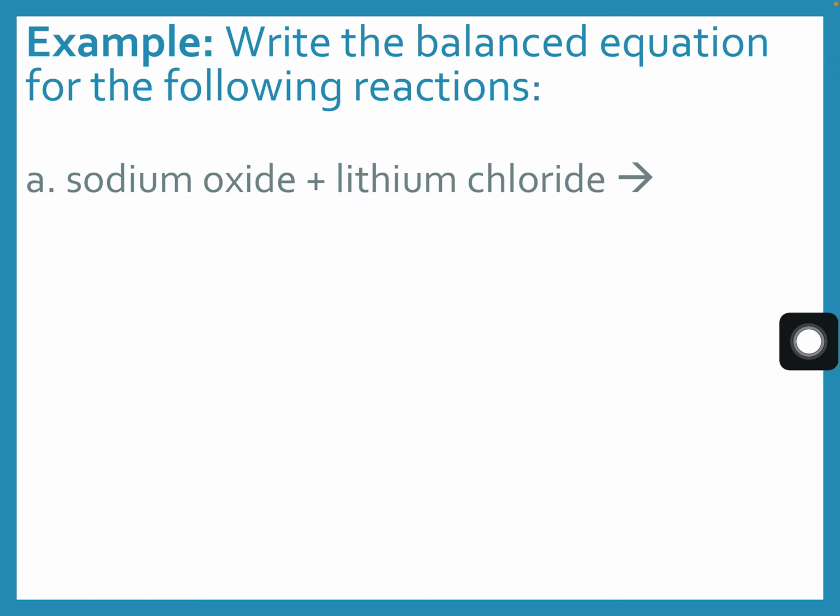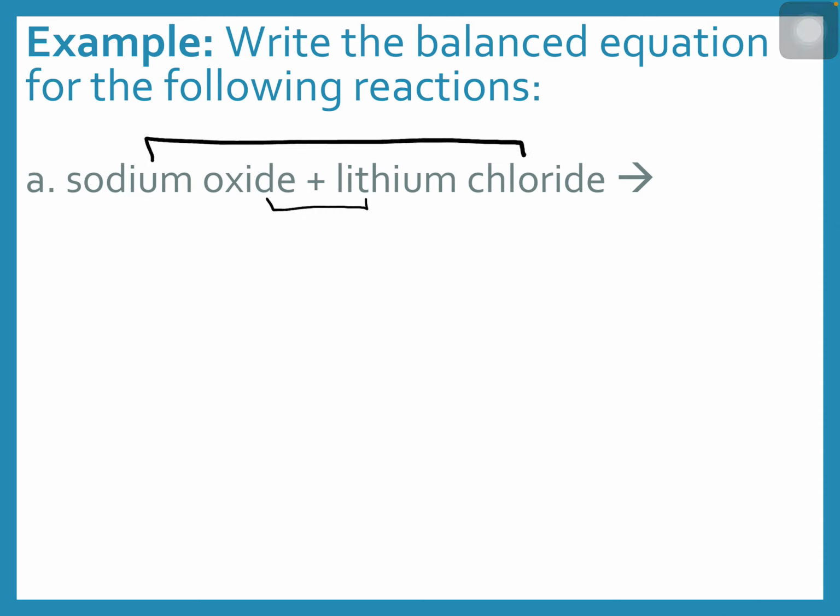Okay, so examples, writing balanced equations with these reactions. I have sodium oxide and lithium chloride. Those are going to switch partners, so sodium is going to end up with chloride, and lithium is going to end up with oxide. For the word equation: sodium oxide plus lithium chloride becomes sodium chloride and lithium oxide.